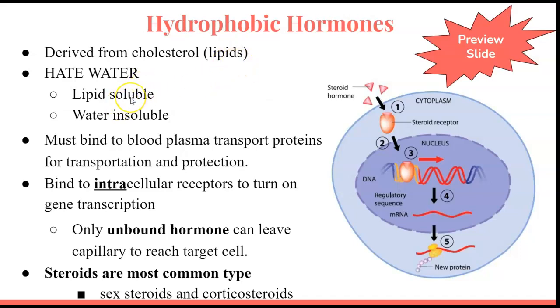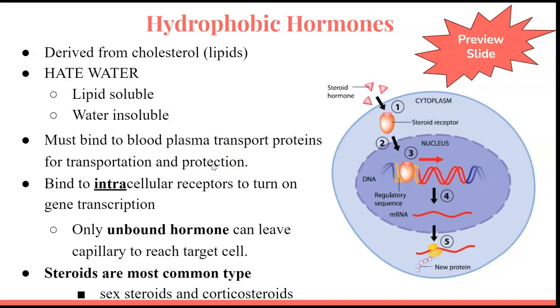So that means that they're lipid soluble, like I said, soluble in lipids or fats, right? But they're not soluble in water, so they're not going to mix with water. And so hydrophobic hormones are derived from a type of lipid called cholesterol. Okay, and because they are not water soluble, they cannot just be transported very easily through our bloodstream, right? So they actually have to bind to what's called blood plasma proteins to be transported and actually protected, right?